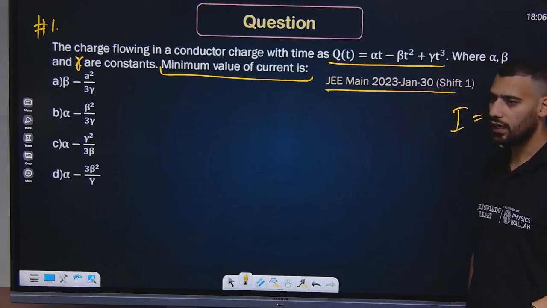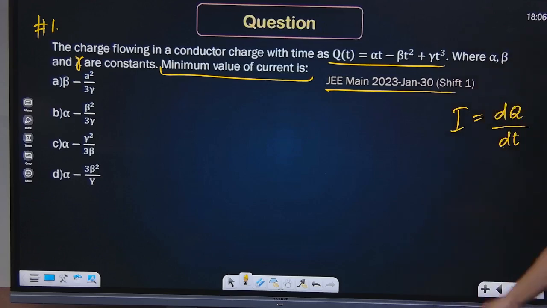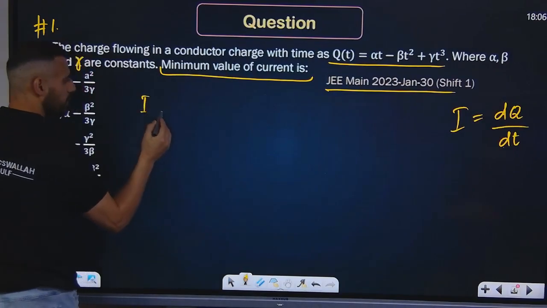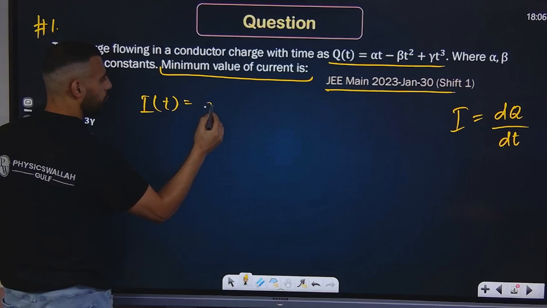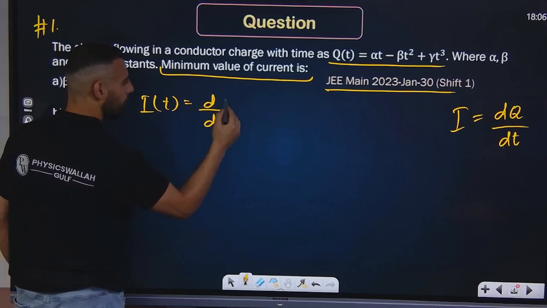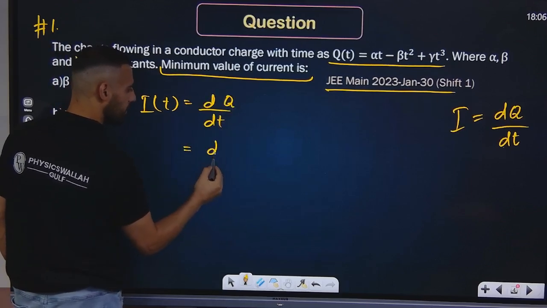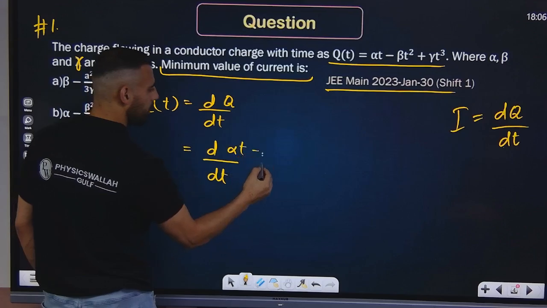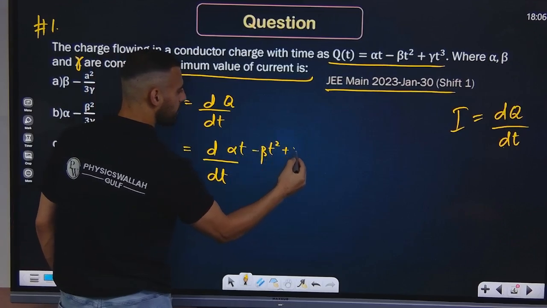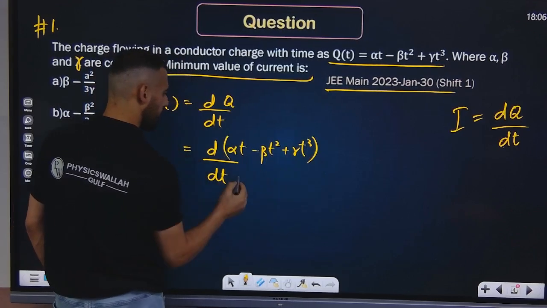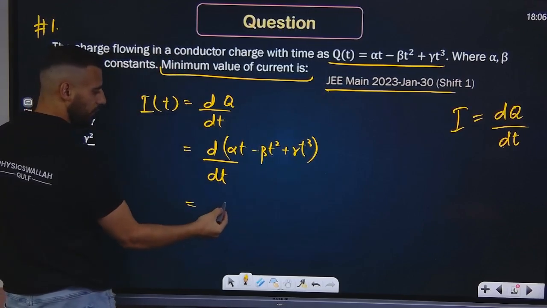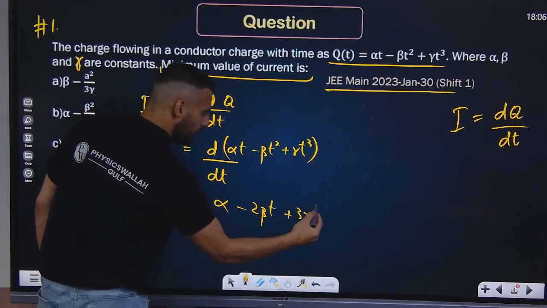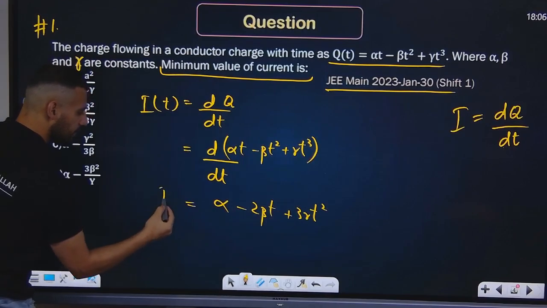So how do you find the value of current? Differentiate the expression, of course. So current in this situation as a function of time will be equal to d over dt of q, and that is d over dt of alpha t minus beta t squared plus gamma t cube. So that is equal to, differentiated, alpha minus 2 beta t plus 3 gamma t squared. This is the current as a function of time, right?